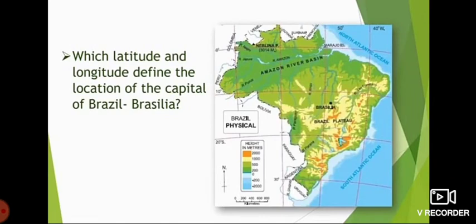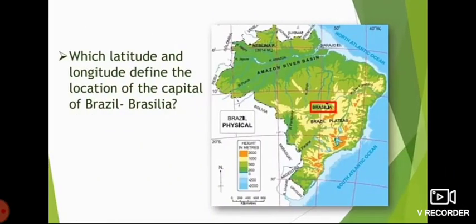So the first question is, which latitude and longitude define the location of the capital of Brazil, that is Brasilia? Okay, so you have to show its location using one latitude and one longitude. Here it is highlighted. Where is Brasilia? It has been shown in the red box. Can you see? That is where Brasilia is present.